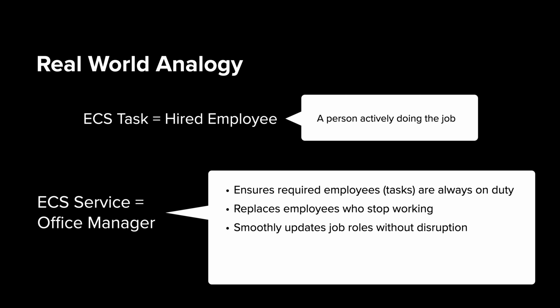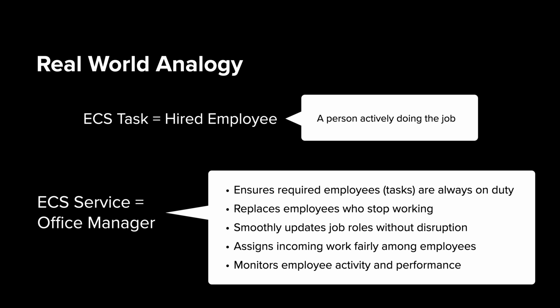If an employee's role needs to change, like updating responsibilities or tools, the manager doesn't switch everyone at once. Instead, they gradually roll out the change while keeping the office running. That's like an ECS rolling update. When work piles up, the manager distributes tasks evenly across available employees to keep things balanced, just like ECS load balances traffic across running tasks. And the manager monitors each employee's performance, making sure they're productive and everything is working as expected. That's where CloudWatch monitoring fits in. So, ECS service is like an office manager that keeps tasks running smoothly, efficiently, and without interruption.